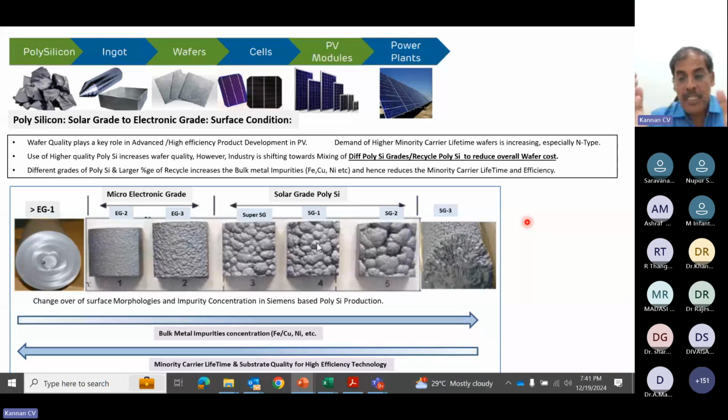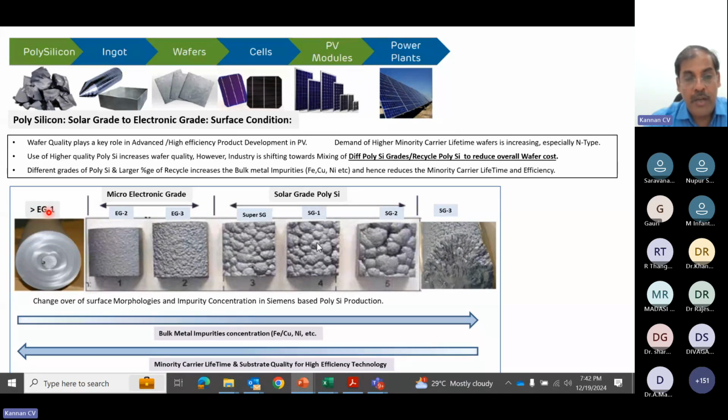So that's the reason the industry uses the same furnace to grow different varieties of quality, so that they can use it for different applications. So if you see from left to right, the left one is completely dense, there is no popcorn structure, the surface is very smooth, highly dense. So that means the amount of surface impurities is also very less. That's why we call it electronic grade.